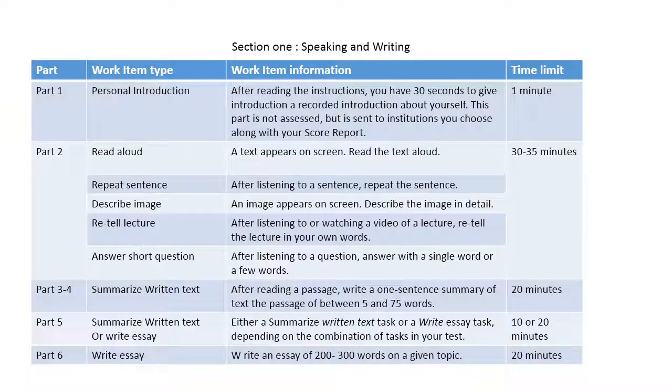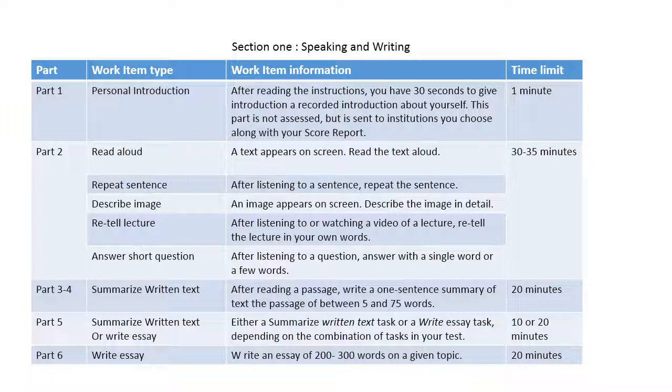Alright, now we have three sections for this PTE exam. The first section is speaking and writing, and it has basically six parts. The first part is related to personal introduction, where you will just be reading the instructions. You have 30 seconds to give a recorded introduction about yourself. This part is not assessed but is sent to the institutions you choose along with your score report, and will take you 1 minute only.